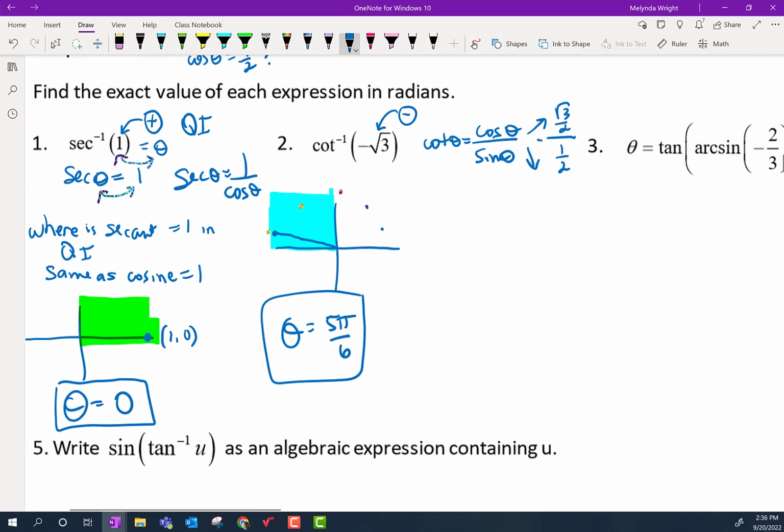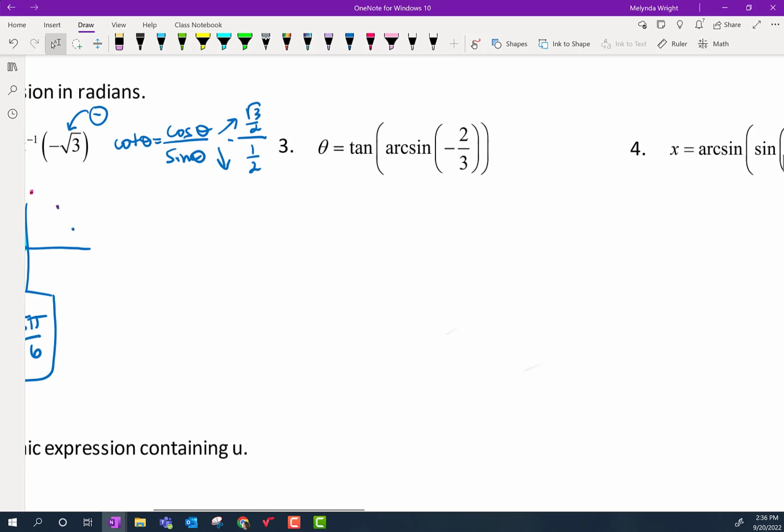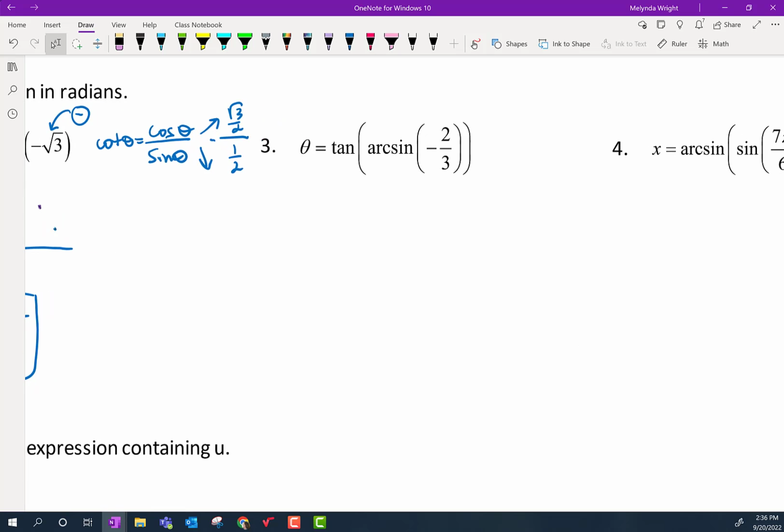Okay, any other questions on number 2? Okay, let's move to number 3. So when we're dealing with these, see how they're functions inside of functions, which are called composite functions. You may or may not remember that from last year. When we are dealing with composite functions, we need to work from the inside out. So I'm going to focus on the inside right now. I'm going to focus on what does that mean.